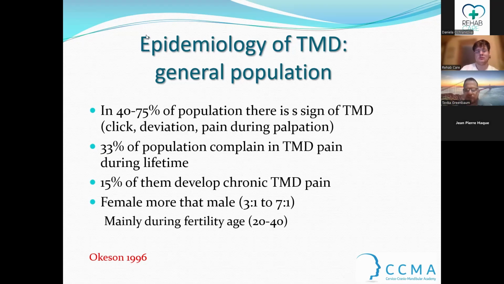It's a very much female dominant disorder, so we see the ratio 3:1. Sometimes some study speaks about 7:1 ratio. So if you treat TMD patients, you expect to see females during their fertility age as your main clients.